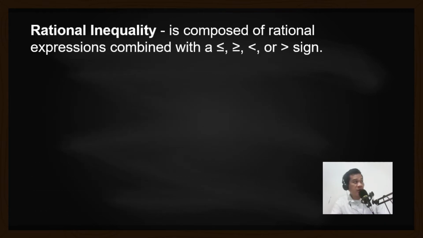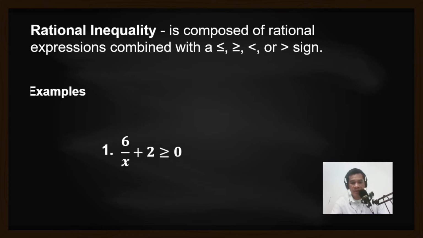Okay, now let's proceed to rational inequality. When we say rational inequality, it is composed of a rational expression combined with an inequality symbol. We have 4 inequality symbols: less than or equal to, greater than or equal to, less than, or greater than.